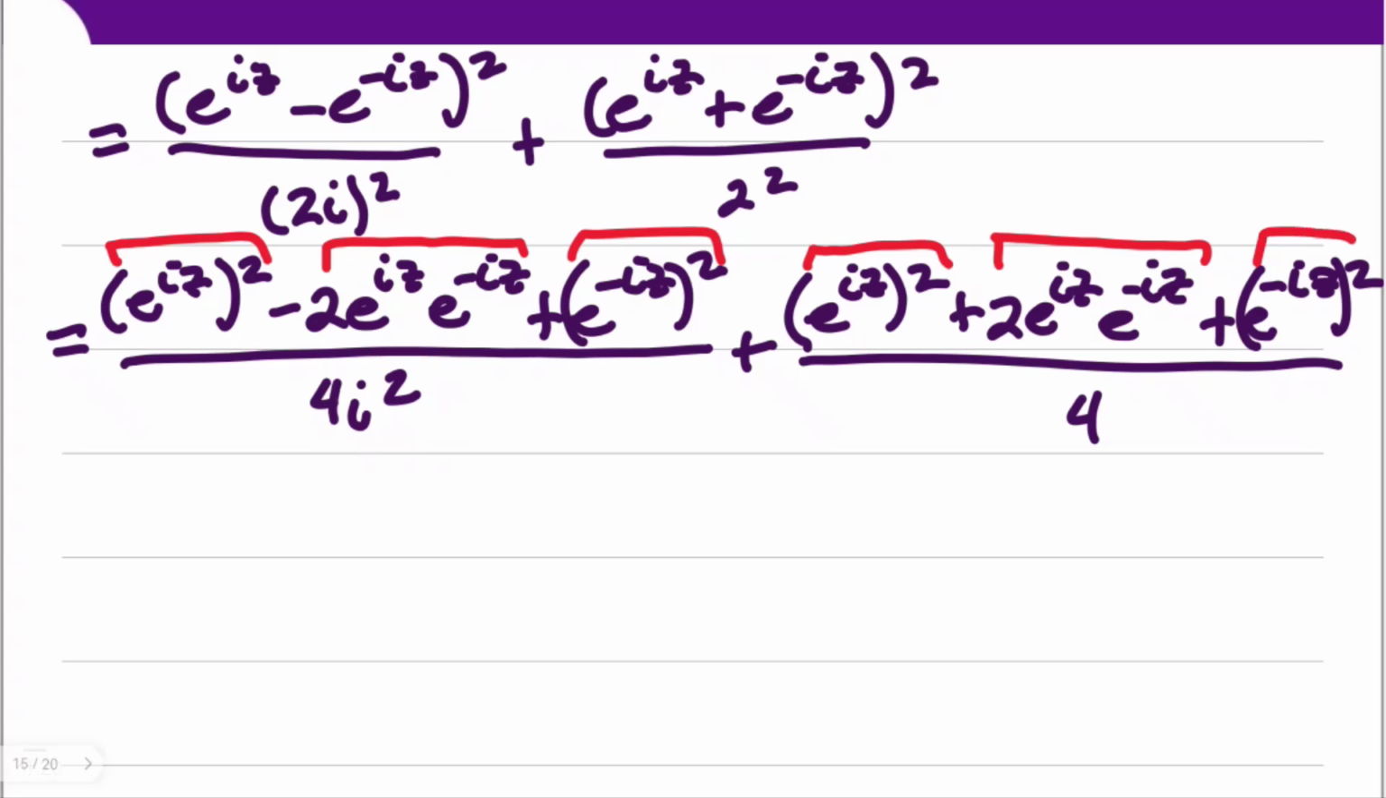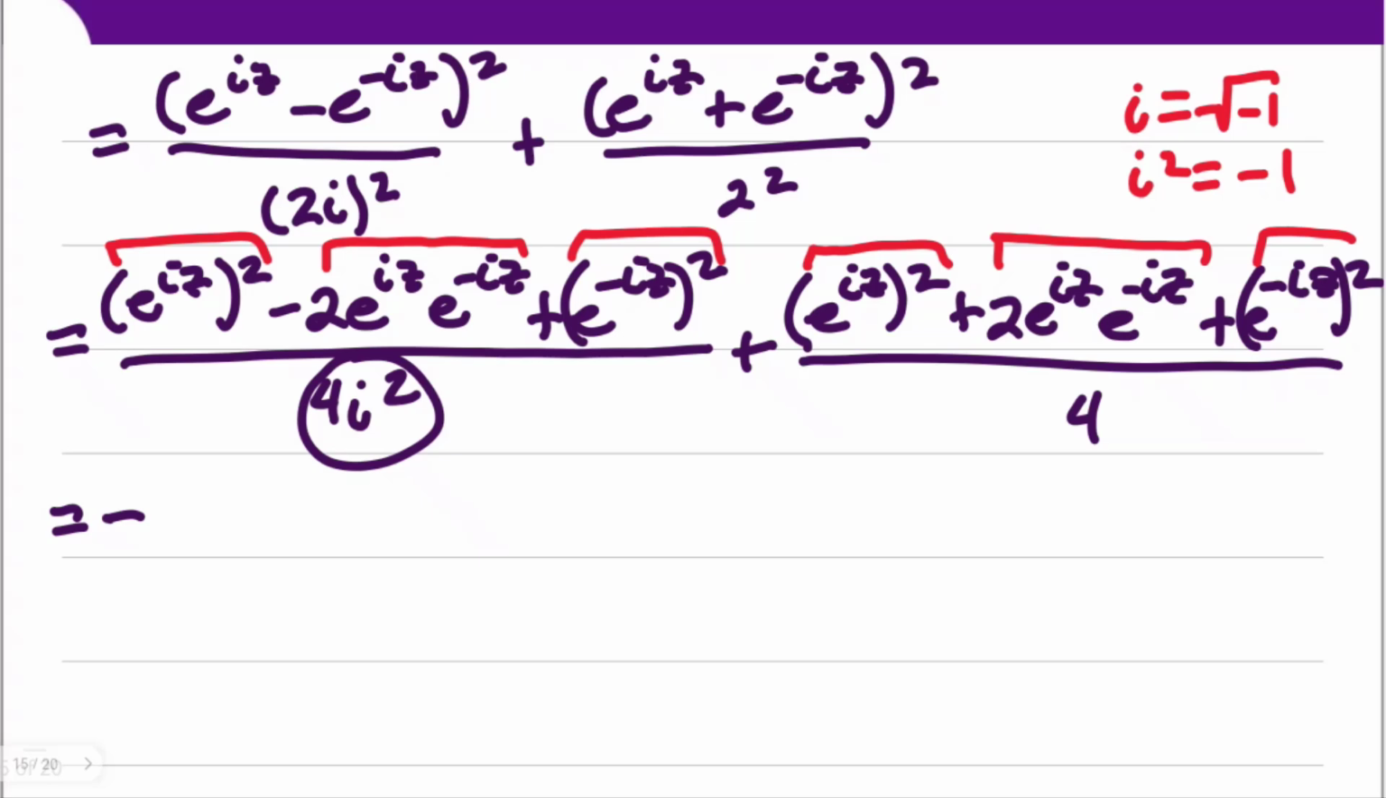Take note that i is equal to the square root of negative 1. So i squared is just negative 1. That would mean this would be 4 times negative 1, or negative 4, or you can simply place the negative sign in the very first item here. We're doing that because we have negative 1 in this result. So our denominator now will just be equal to 4.